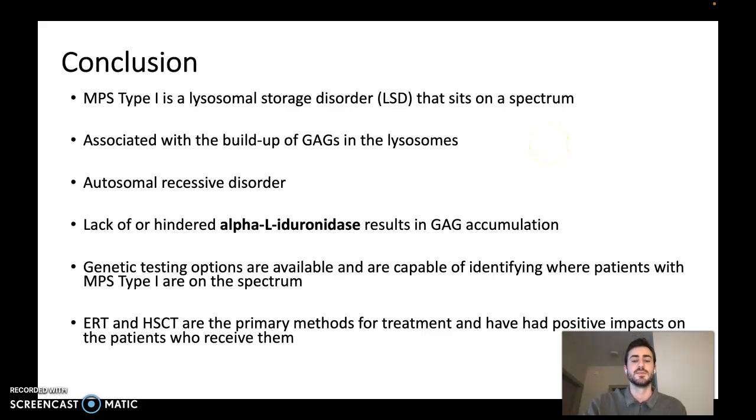And genetic testing options are available, and they are capable of identifying where individuals with MPS type I sit on the spectrum. And to treat patients, you use enzyme replacement therapy or hematopoietic stem cell transplants. And again, treatments have had very positive impacts on the patients who have had MPS type I, and they have significantly improved quality of life and lifespan.